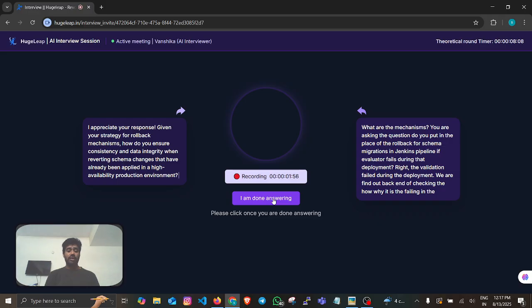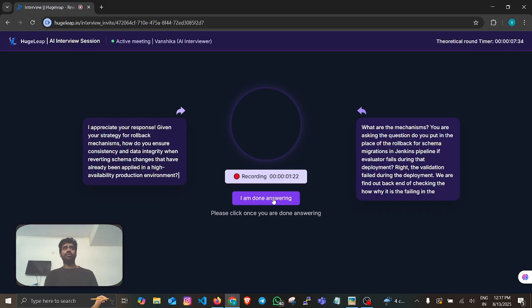Given the strategy for the rollback mechanisms. The rollback mechanism means maintaining the desired state relative to the current state. We want to find out how to ensure consistency and data integrity when reverting schema changes that have already been applied in the high availability environment.